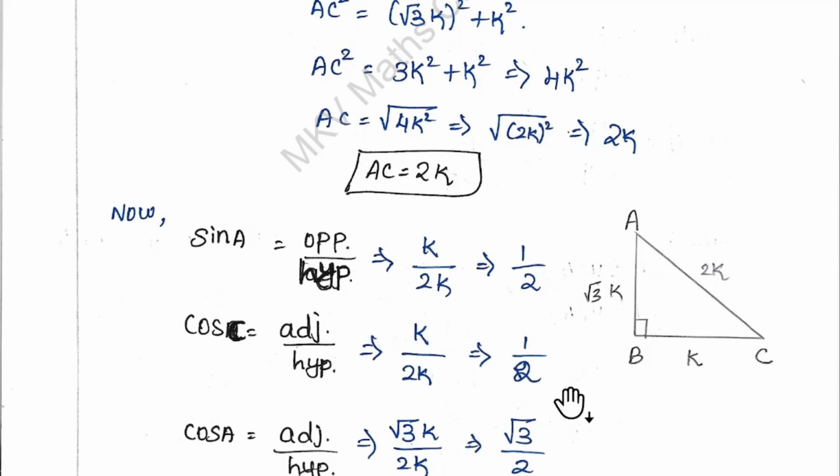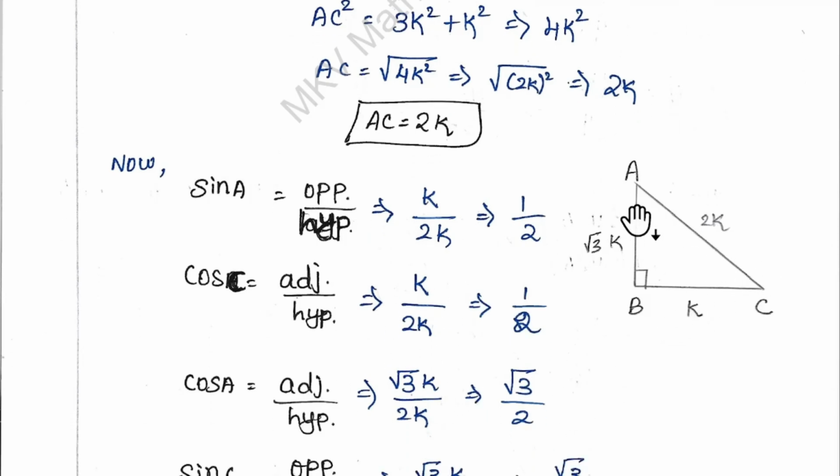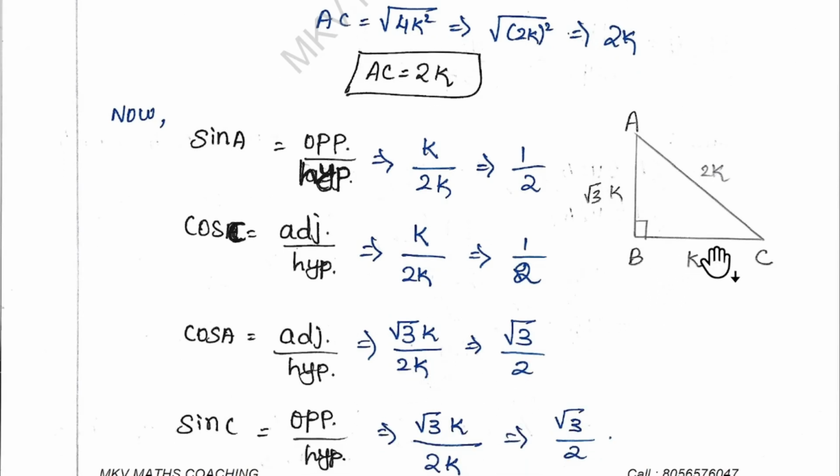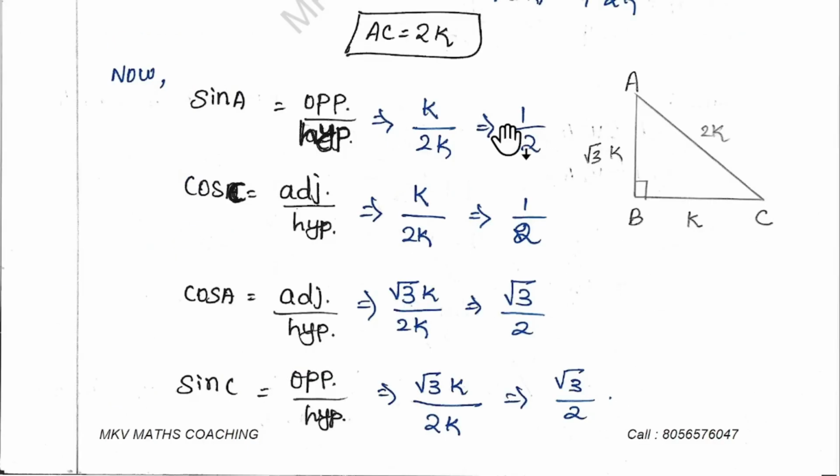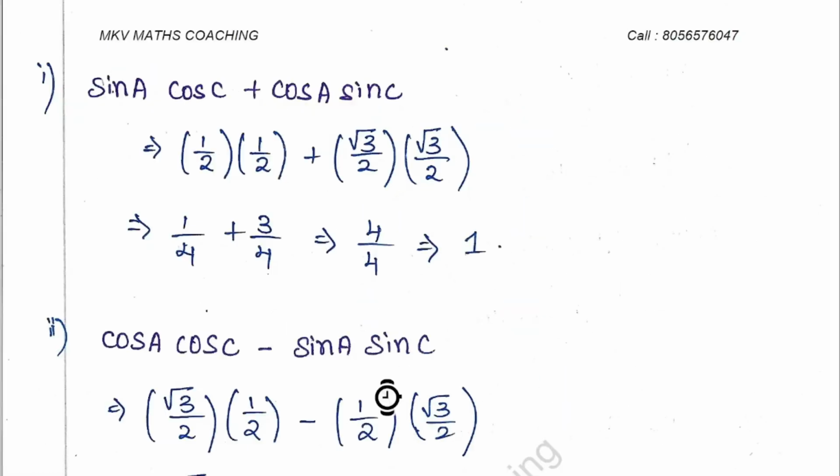So 1 by 2. Next cos A is, you have to take this place as theta. Adjacent by hypotenuse, cos A. So root 3k by 2k, which is root 3 by 2. Next is sin C. Sin C means opposite by hypotenuse. Sin C's opposite side is root 3k. Hypotenuse is 2k. So root 3 by 2, right? So you got all sin A, cos C, cos A, sin C.